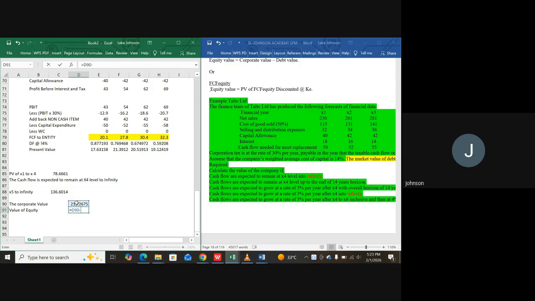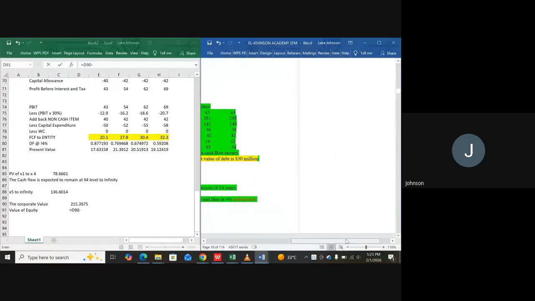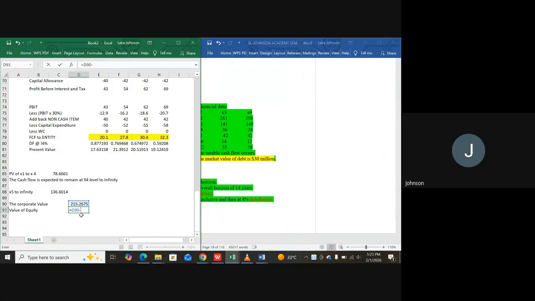In the question, they told us that the debt value is, how much they say it is? Is it 30 million? Let me come here and let me check. Debt value, 30 million. Okay, so come back to this place. Equal to, yeah, minus 30. Okay, you click on enter. So at the end of the day, our value of equity is this value, 180.